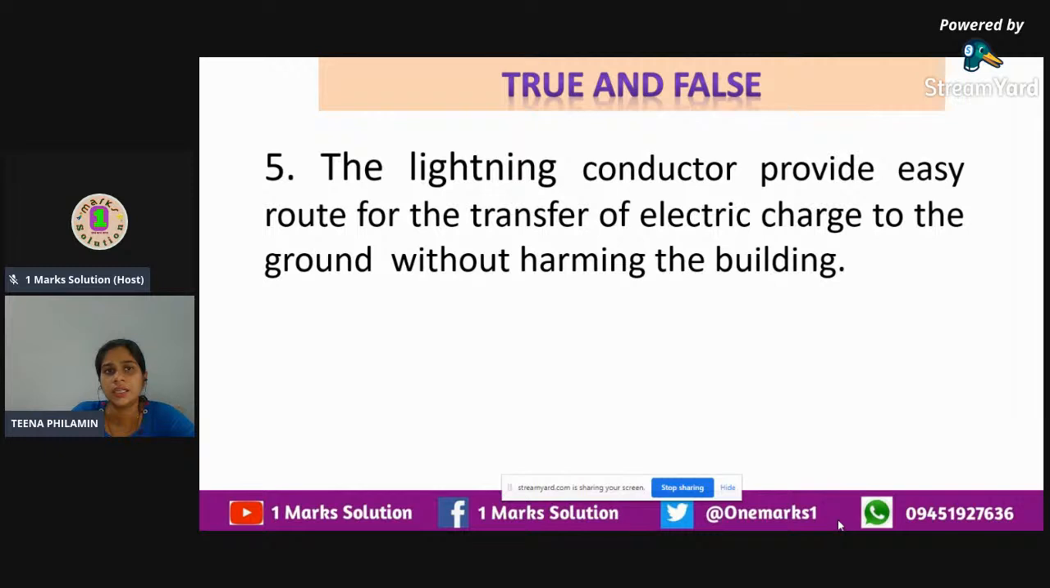Fifth one: the lightning conductor provides an easy route for the transfer of electric charge to the ground without harming the building. Definitely, the sentence is right. We install lightning conductors to protect the building from the effect of lightning. So that is a true sentence.